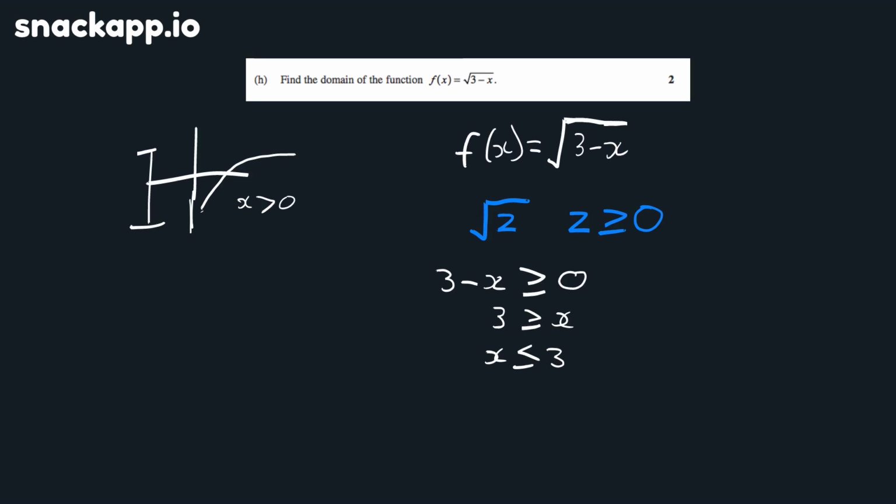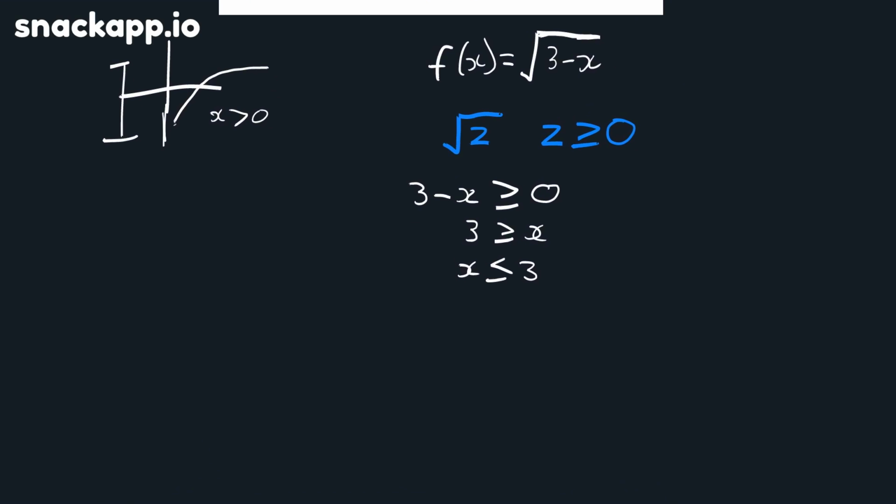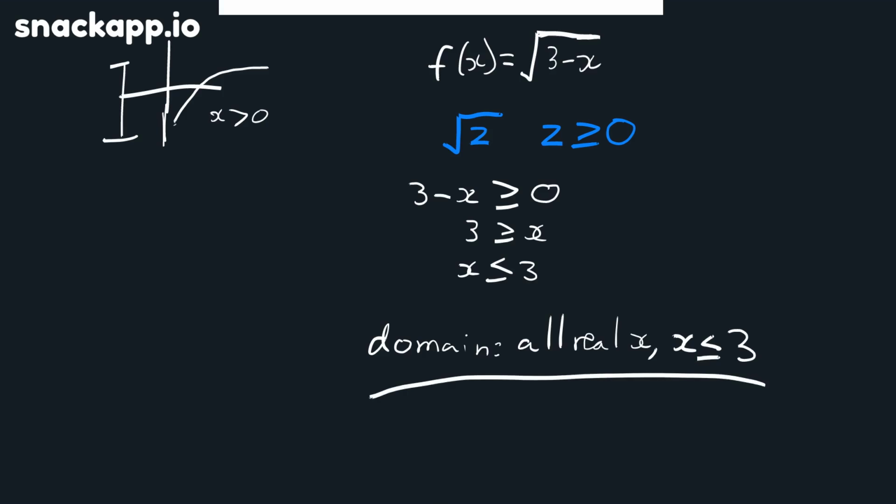So let's write this out as a proper answer, if you were planning to do this in an exam. What you would say is that the domain is all real x. This is saying there's no imaginary x, which is something you probably haven't come across much. And x has to be less than or equal to the number 3. And there you have it. That's your answer to that question.